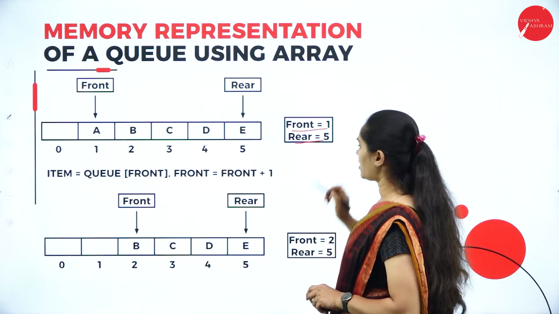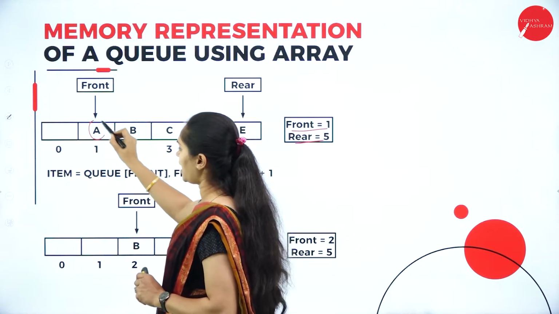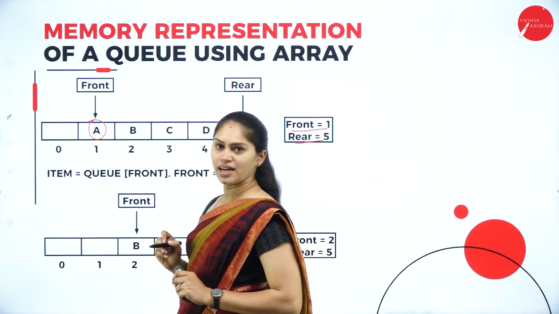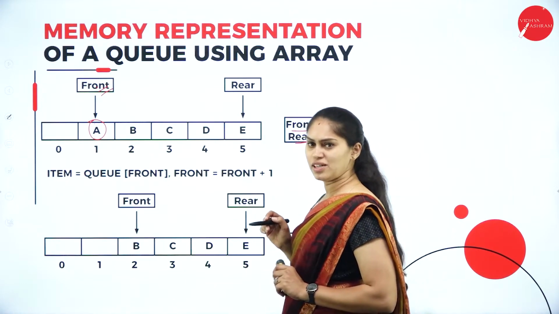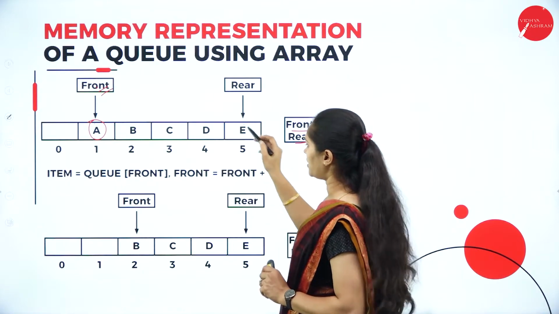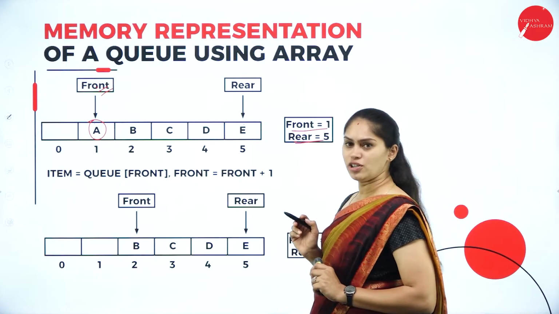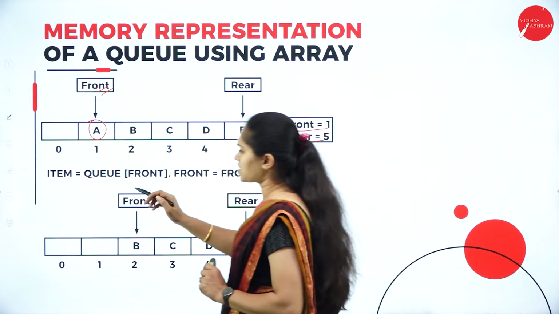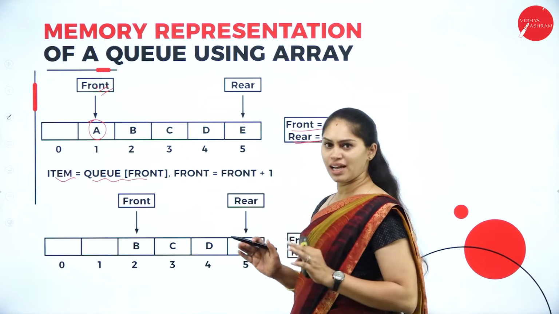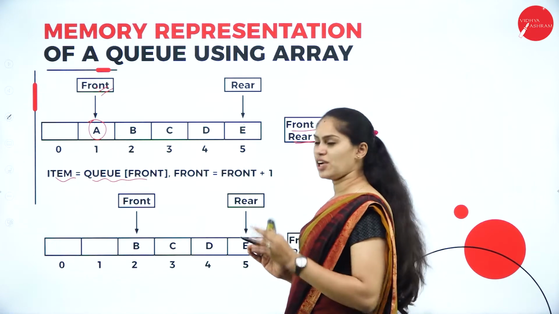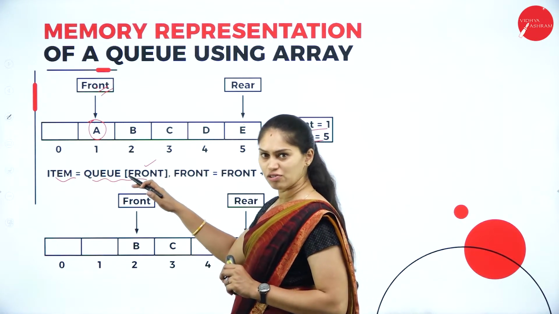Here you can also see an example. Front is equal to 1, rear is equal to 5. If I wanted to delete A, it needs to be indicated by the front pointer. And if I wanted to insert a new element into the queue, then the rear pointer should be used. Then what about the next one? Item is equal to q of front. Now I wanted to delete an element, right? I need to specify that with the help of the front pointer.